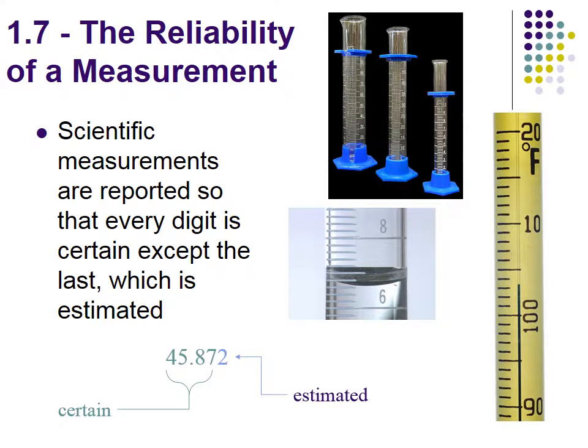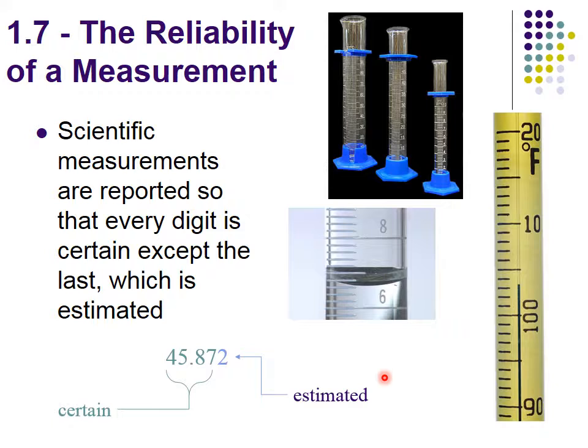The big idea in this section is reliability of measurement. And here we have a number as a measurement, 45.872, and it's telling us that the last digit is estimated. Whenever we measure something, the last digit will always be estimated. Sometimes we have to do that ourselves if we're using analog instruments, and sometimes the instrument will do it for us if we're using things that are digital.